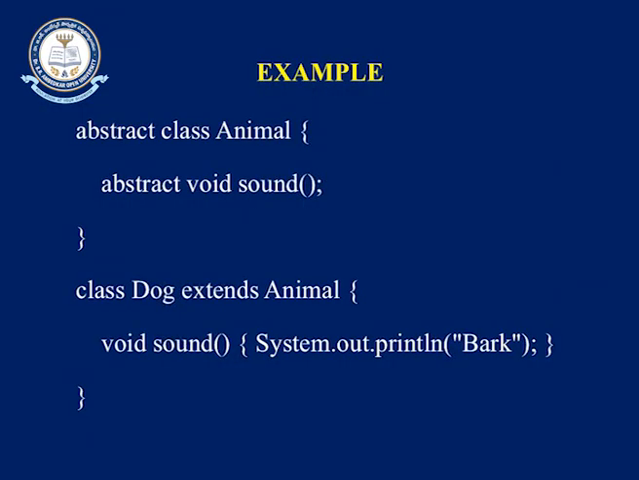Next is the example. If you want to implement an abstract class, there is a keyword, and that keyword is abstract. Using the abstract keyword, you can declare the abstract class. Here my class name is Animal. Next, abstract void sound. Whatever you mention in the abstract class, whether methods or variables, we have to declare using the abstract keyword.